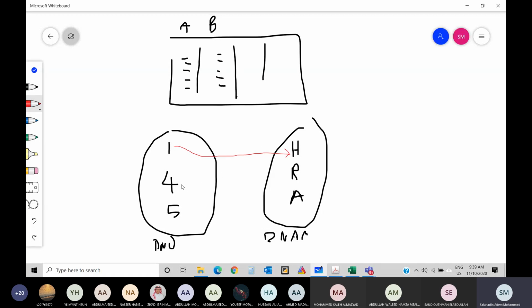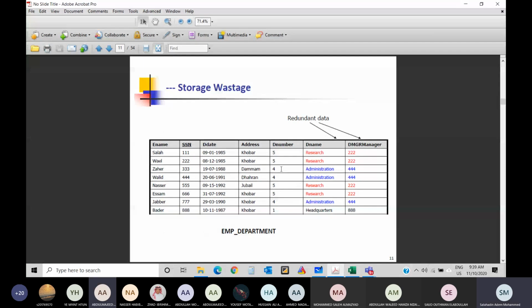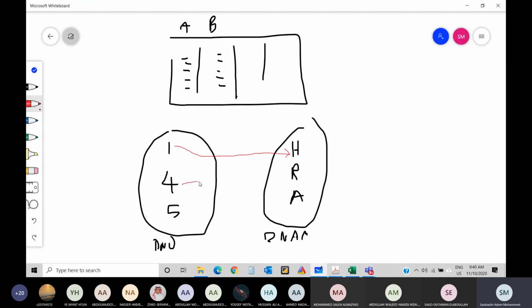What about each time I say 4? Do I say R, or A, or a combination? Each time the DNO is 4, which D name does it match? Administration. Check: 4 A, 4 A, 4 A. Fantastic. So each 4 here will only map to one value in this. So one value of this is always mapping to only one value of this. So each time 4 is matching into administration. Very good.